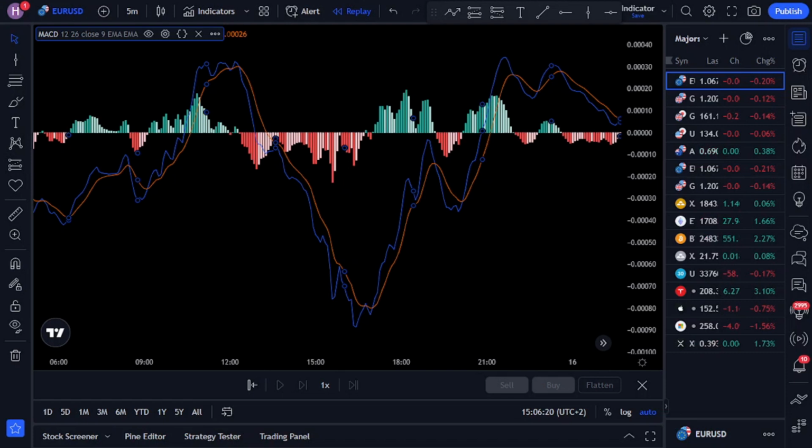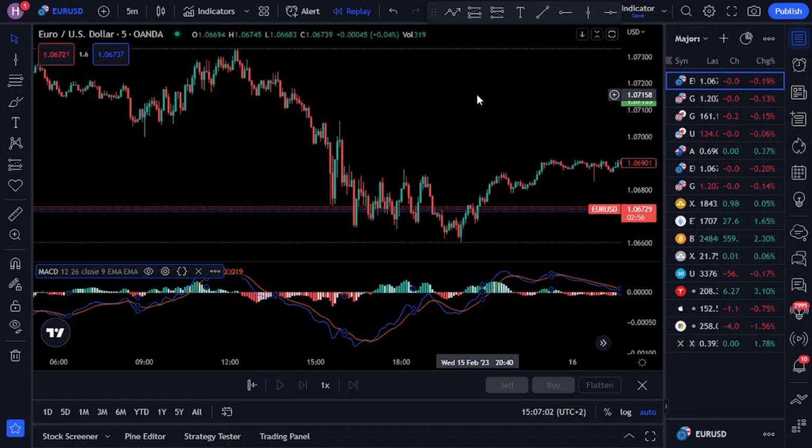Traders use the MACD to identify potential buy and sell areas when the MACD line crosses the signal line. When the MACD line crosses above the signal line, it is considered a bullish signal, indicating that the price trend may be shifting upwards. When the MACD line crosses below the signal line, it is considered a bearish signal, indicating that the price trend may be shifting downwards. The MACD can also be used to identify divergences between the indicator and the asset's price, which can indicate a potential reversal in the trend.